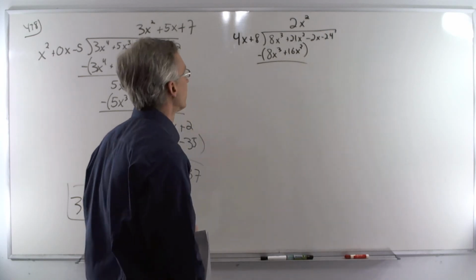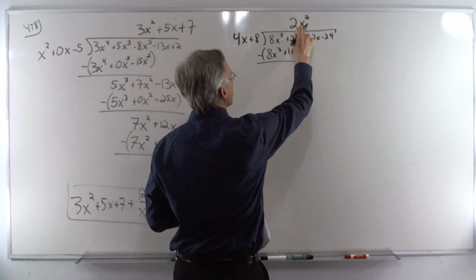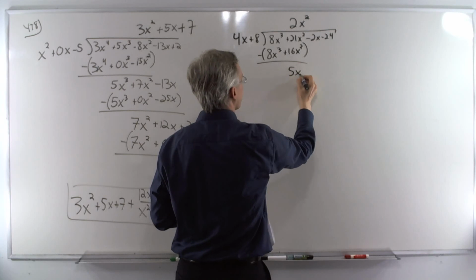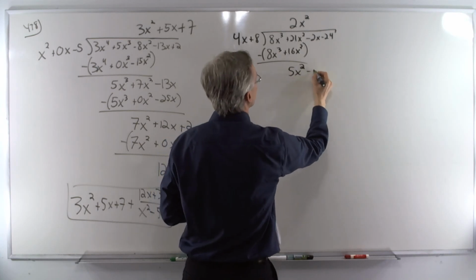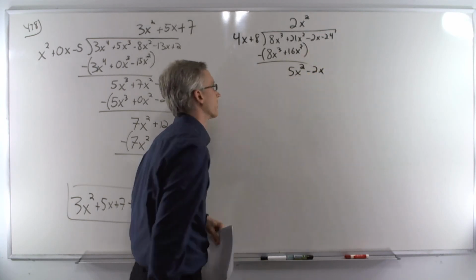Alright, subtract those. 8x to the thirds, those go away. 21 minus 16 is 5. So we've got 5x squared minus 2x, and bring down the next term.